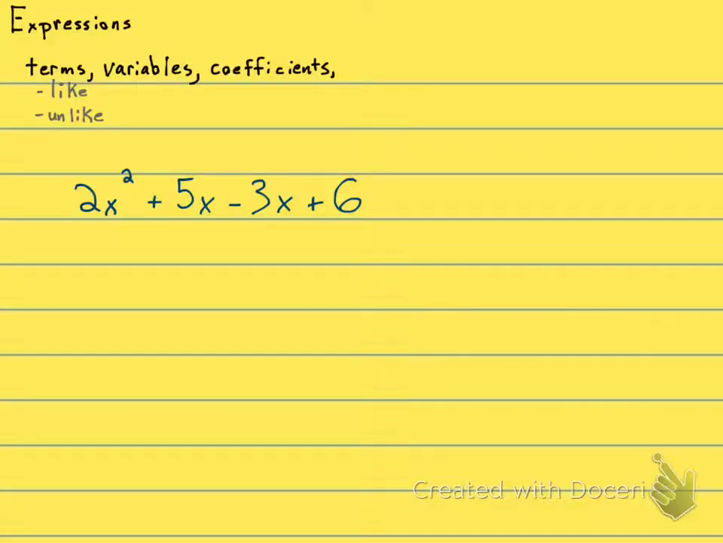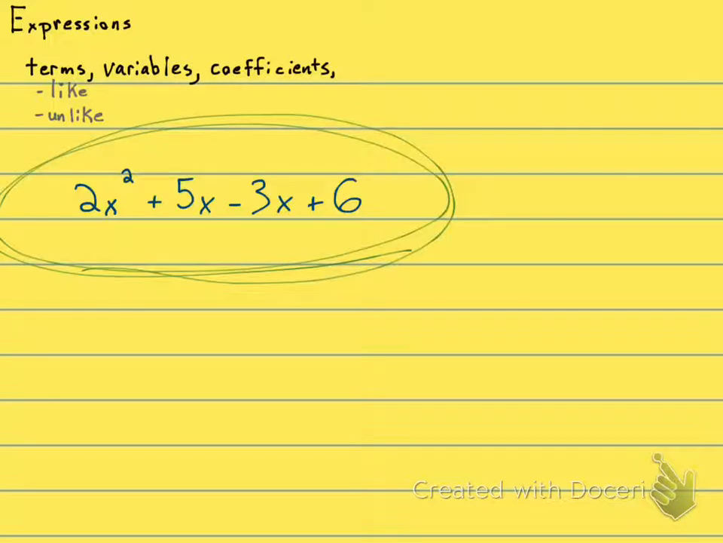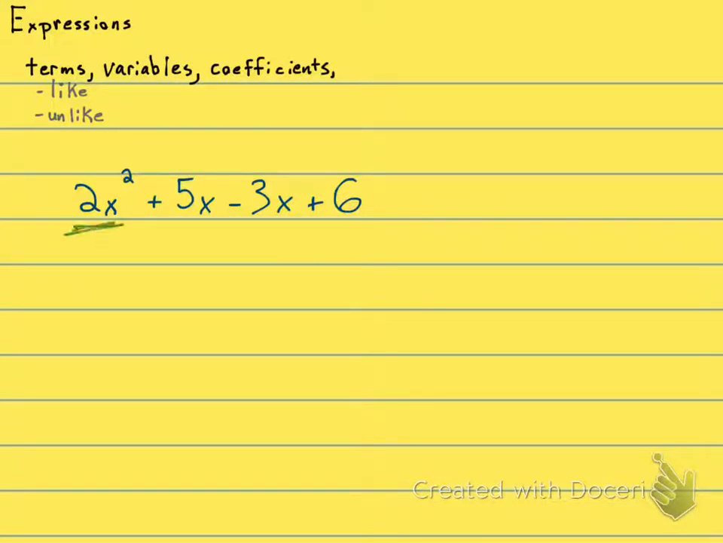Let's talk about some definitions before we get into expressions. This is an expression right here because it does not have an equal sign. Okay, and your expression is made up of terms. This one has 4 terms. Your terms are separated by a plus or a minus. So this is an expression with 4 terms.